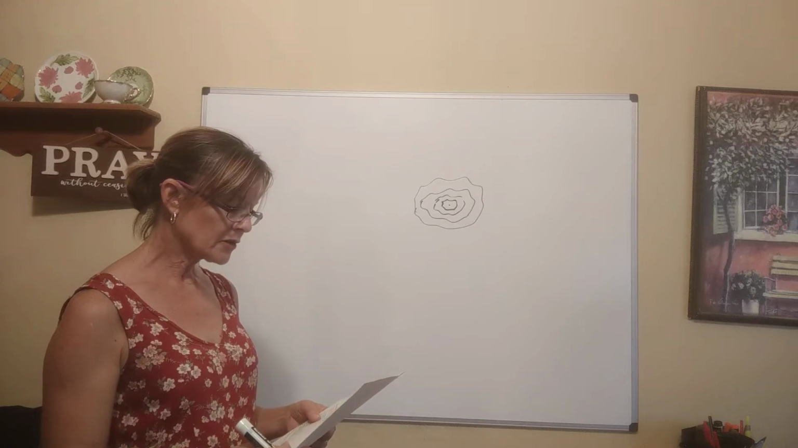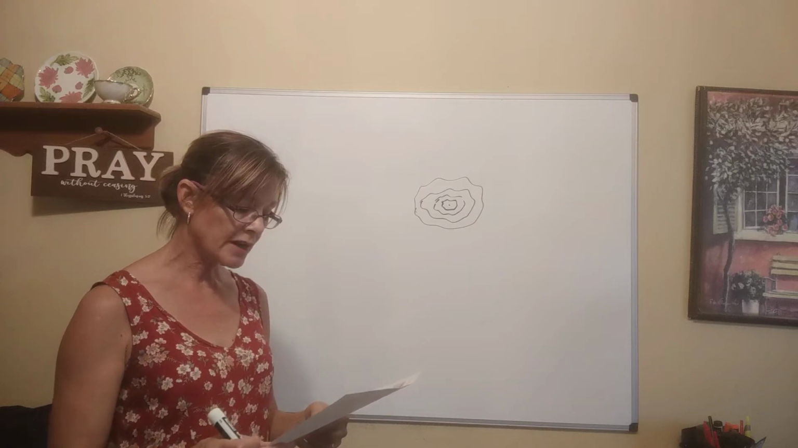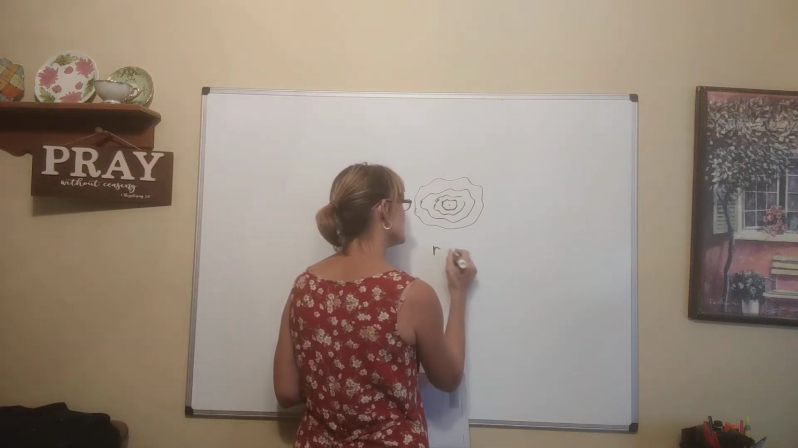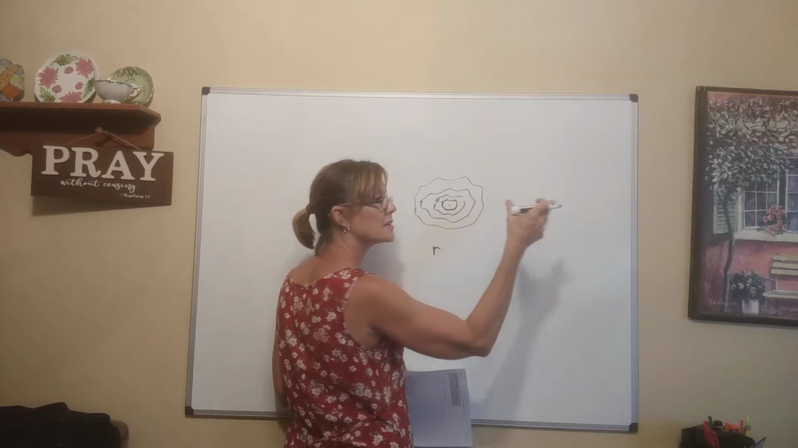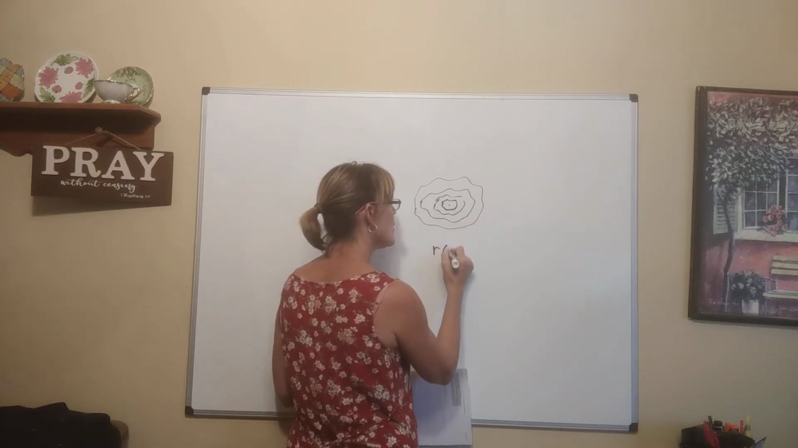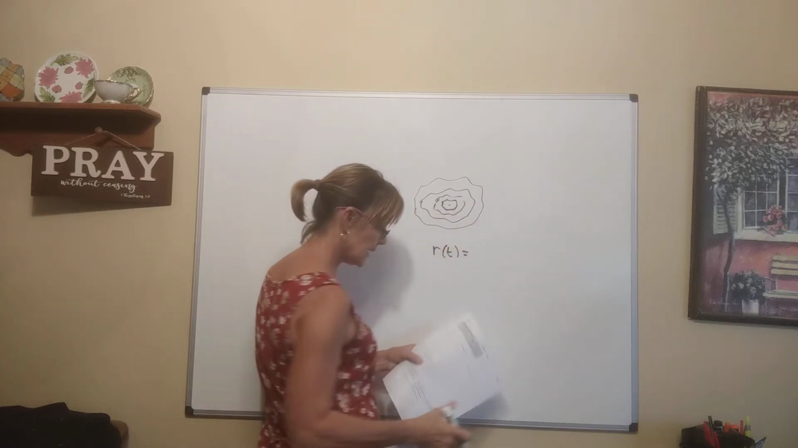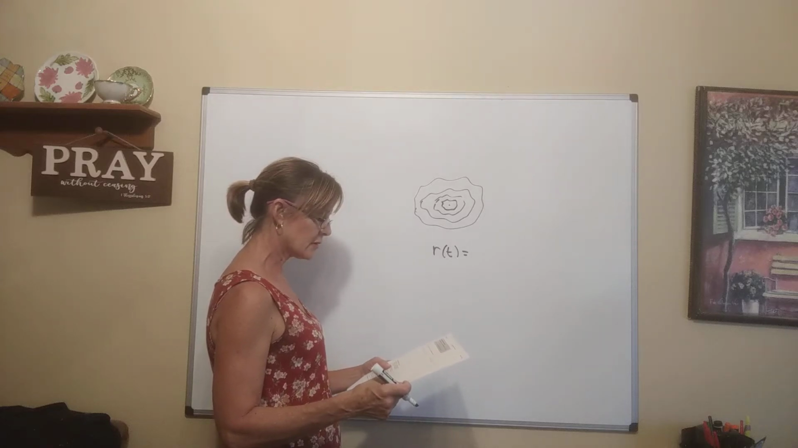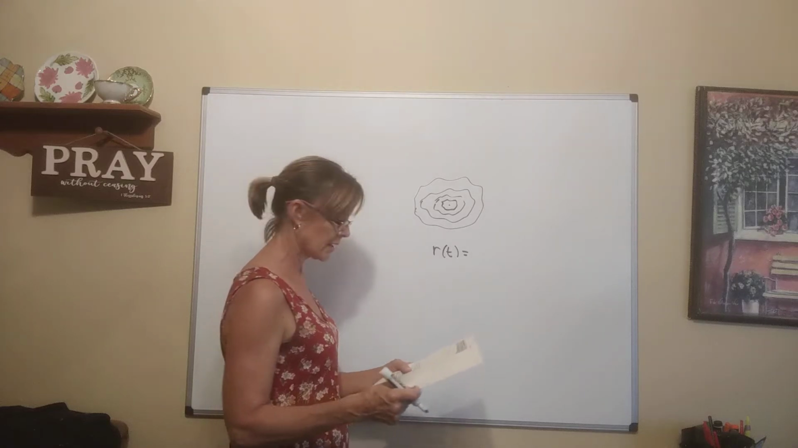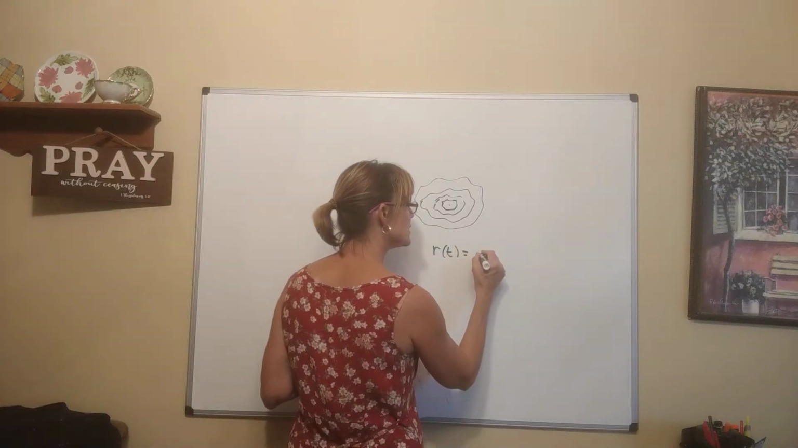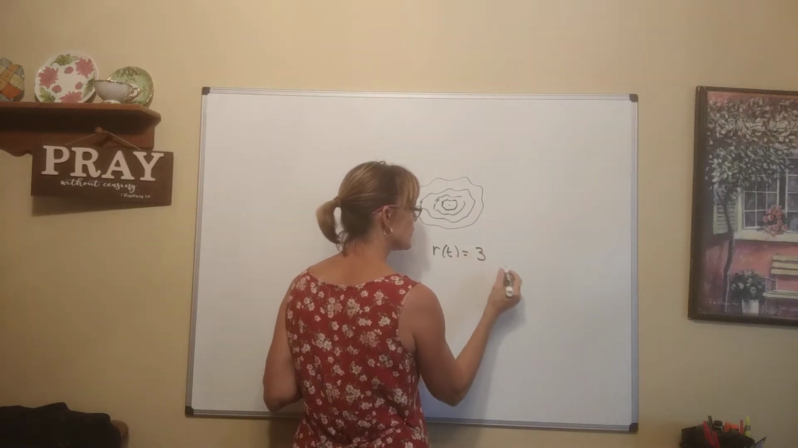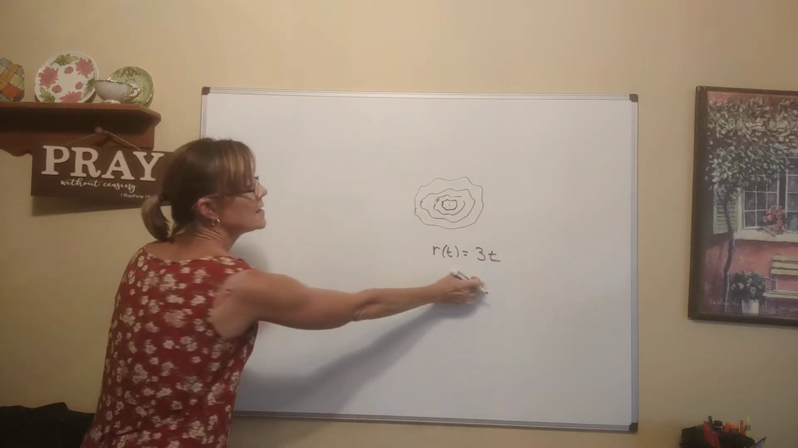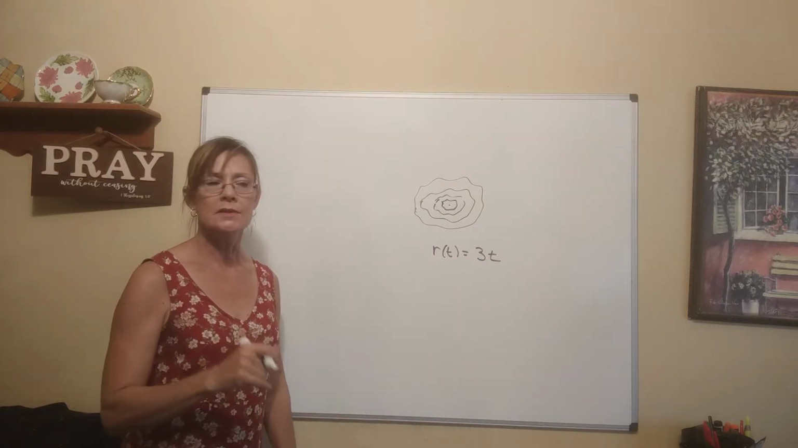A, find a function r of t for the radius in terms of time. Okay, the radius is not fixed, it keeps changing as time goes on. So r of t is equal to, it says that it is increasing at a rate of 3 feet per second. So it's equal to 3 times t, where t is in seconds. This is how we could describe the radius.